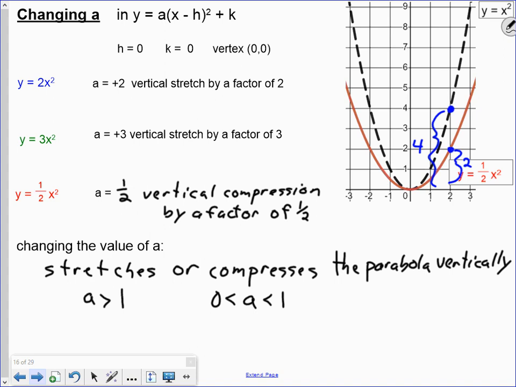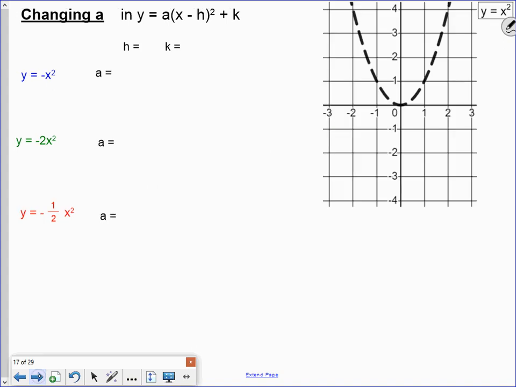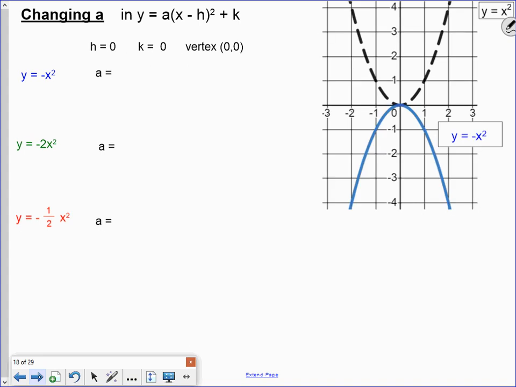Now, what we haven't considered is that in each of these cases, our a values were positive. What if we make our a values negative? So again, we're going to keep h at 0, k at 0, so our vertex is still going to be at 0, 0, but we're going to change our values of a so that they are negative. So let's start by looking at y equals negative x squared. Our a value is negative 1. And what has happened here is our parabola has basically been flipped over, or we can say it's been reflected in the x-axis.